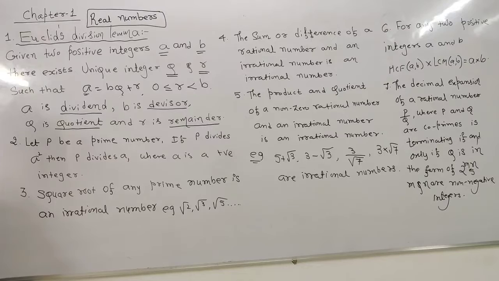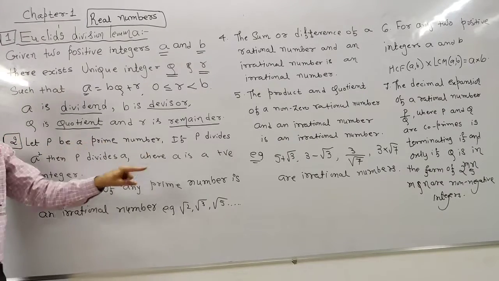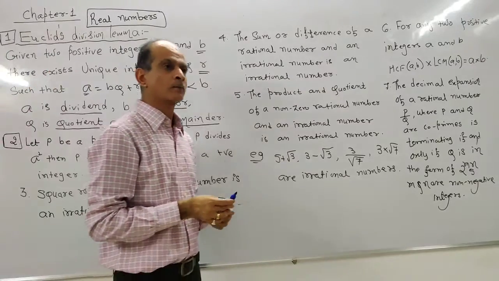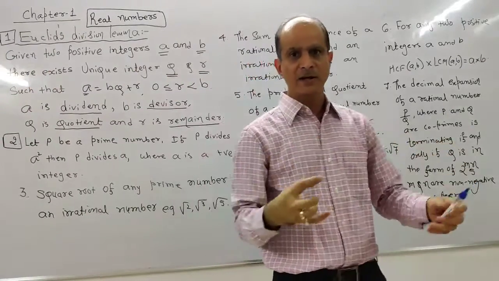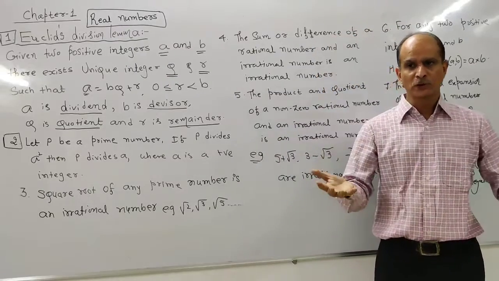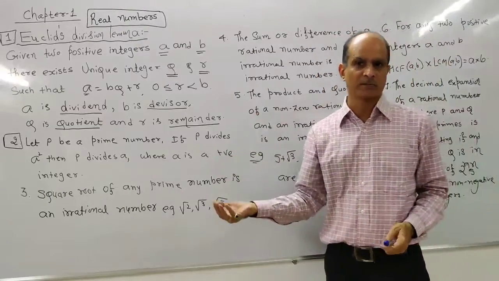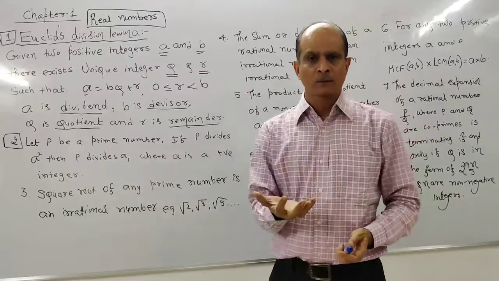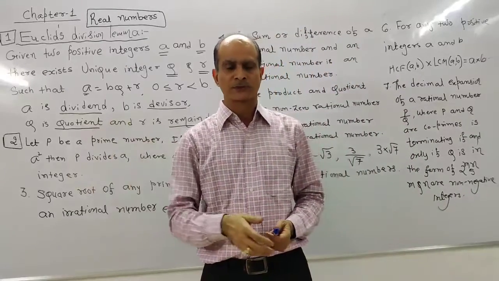Well, now the second concept. The first concept was Euclid's division lemma. Now the second concept of this chapter: let P be a prime number. You know what is a prime number? All the numbers are divided into two parts, prime numbers and composite numbers. 0 and 1 are special numbers. They are neither prime nor composite.